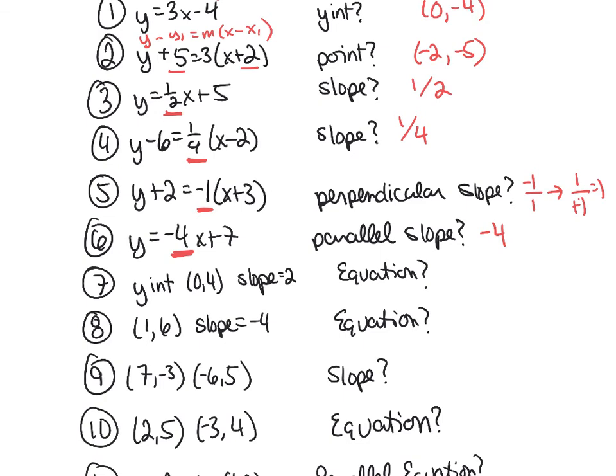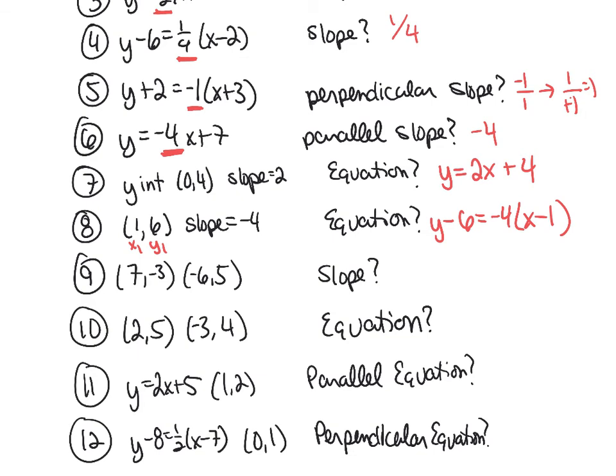Number 7, it wants an equation. I have a y-intercept and a slope, so I'm going to do slope-intercept. Y equals 2 times x plus 4. Slope-intercept. The second one is point slope. This is x1 and this is y1. So it would be y minus y1 equals slope times x minus x1.